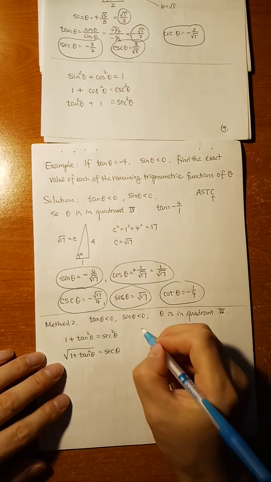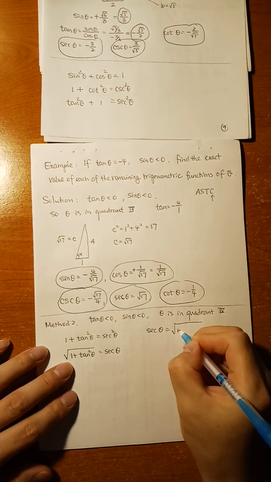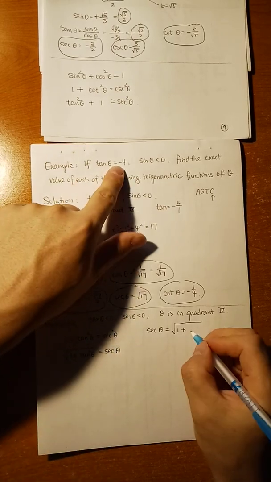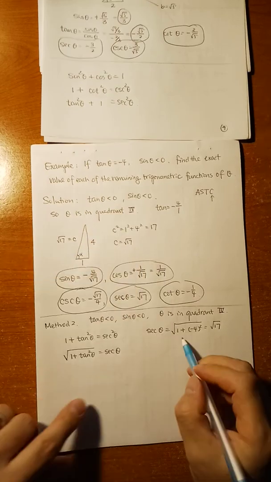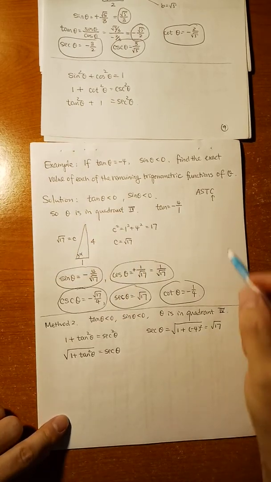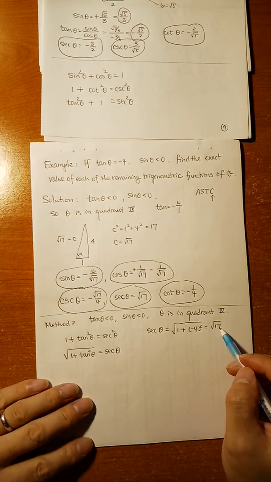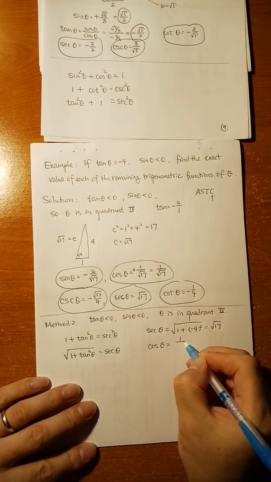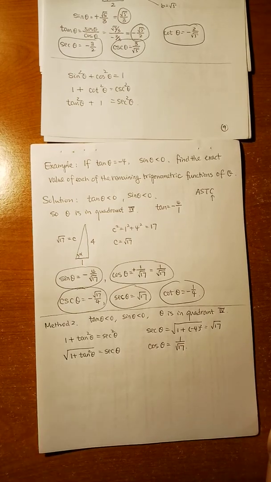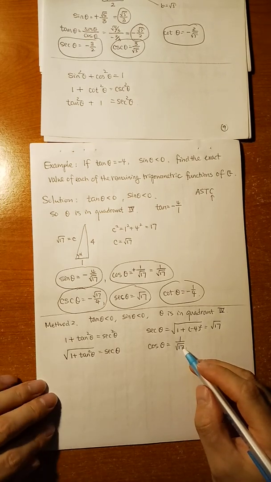So secant theta is the square root of 1 plus tangent, negative 4, squared. So 1 plus 16 is the square root of 17. Secant theta is square root of 17. Then you flip secant, you get cosine theta, 1 over square root of 17. This is cosine theta.